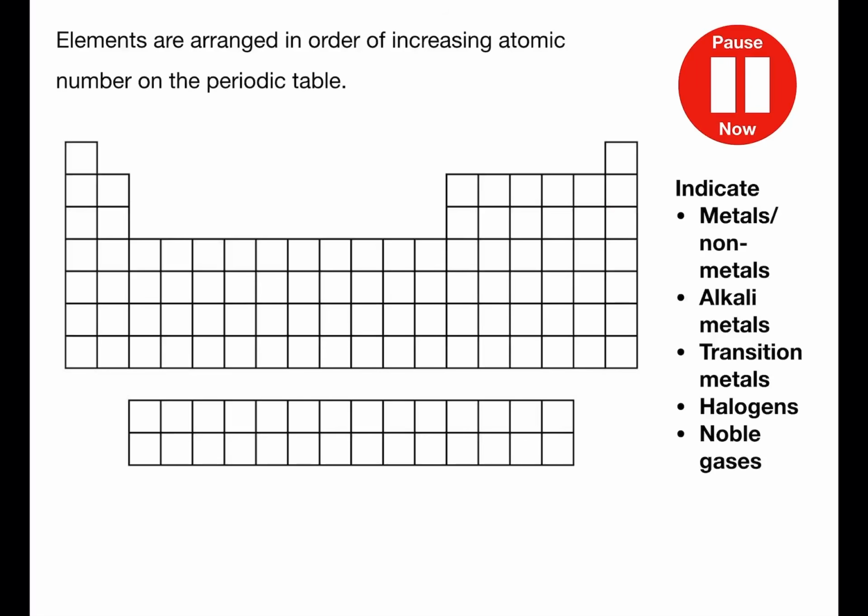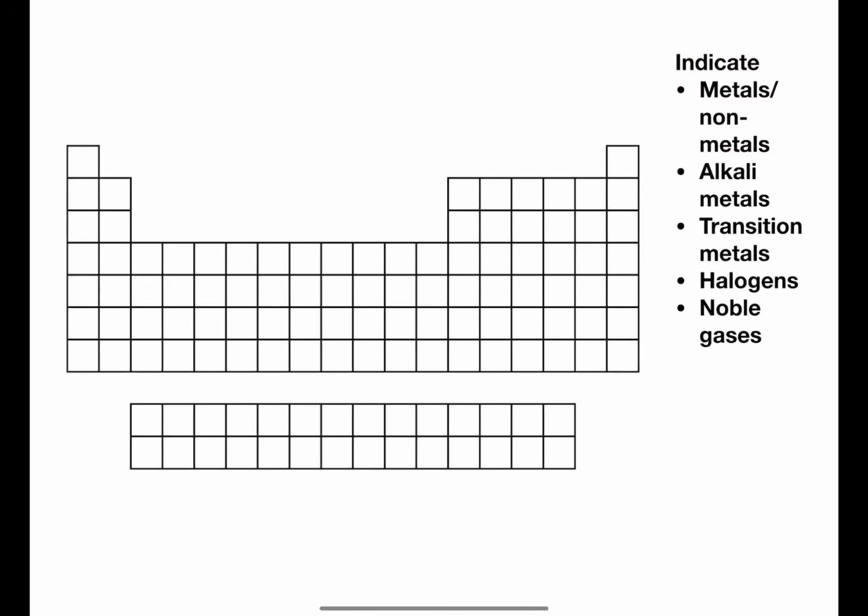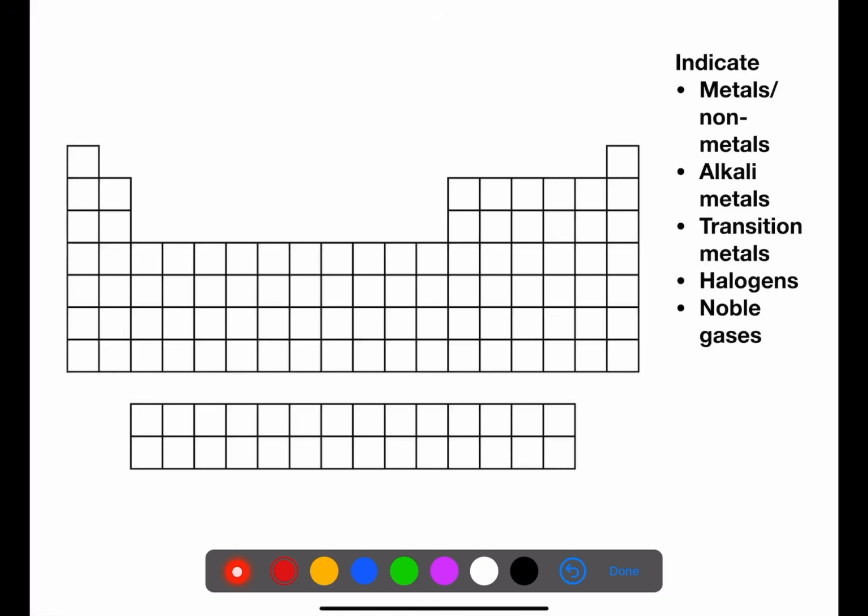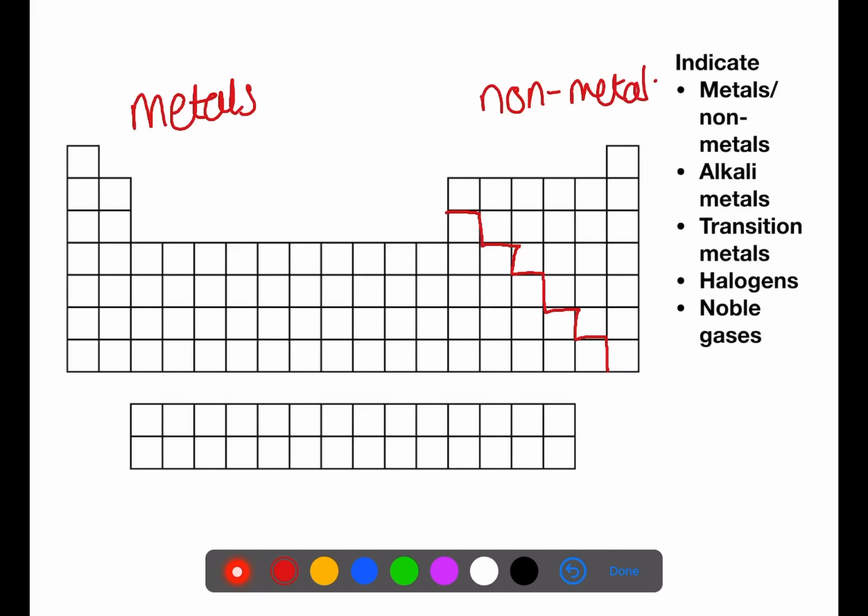Pause the video now and indicate on your periodic table where the metals and non-metals are, and the main groups that we look at: alkali metals, transition metals, halogens, and noble gases. There is a line on the periodic table which separates the metals from the non-metals. It is a staircase which starts here and moves down. On the left hand side we have the metals, and on the right hand side we have the non-metals.